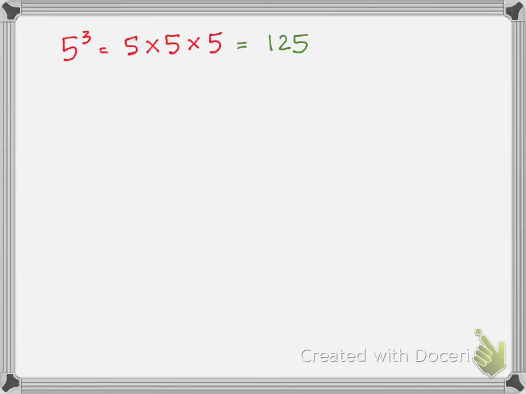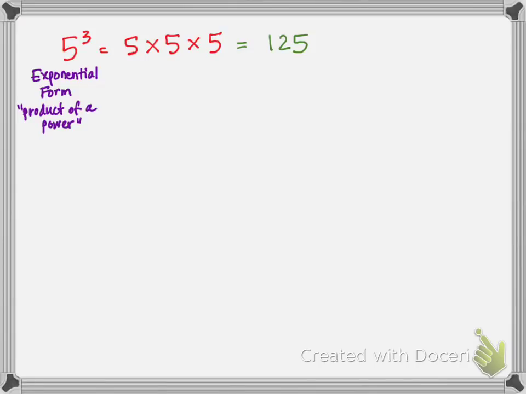So the 5 cubed is called exponential form. And what that means is our value is written using exponents. Okay? Now you may hear people refer to this as the product of a power. Okay? All right, next one.